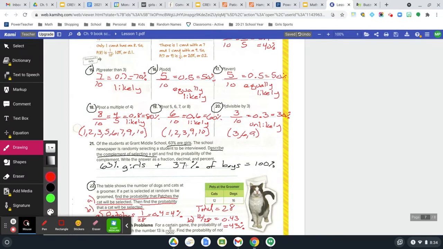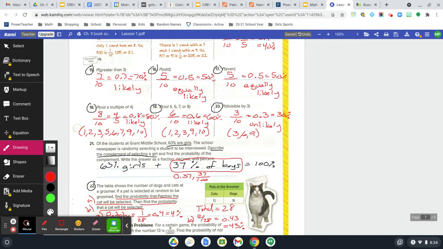So here, this 37% of boys is its complement. Now it says fraction, decimal, and percent. There's the percent as a decimal, 0.37. And as a fraction, you're talking 37 out of 100, 37 hundredths. And I can't reduce that anymore. That's it. Okay, so there wasn't a ton of examples with complements in the book.